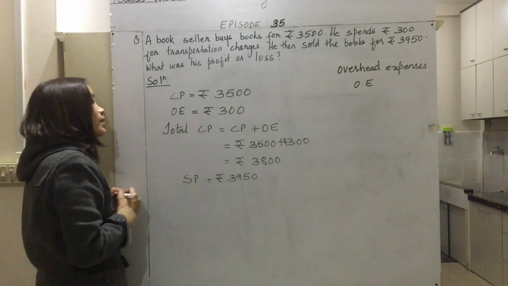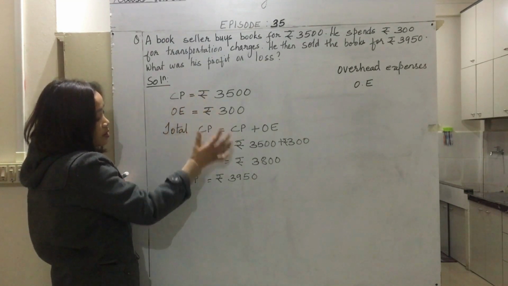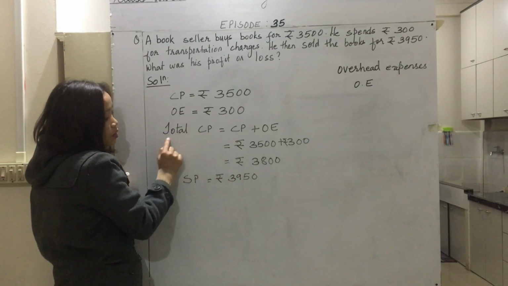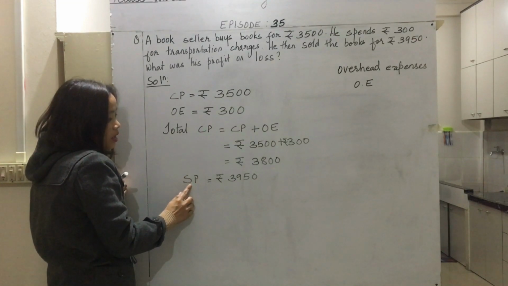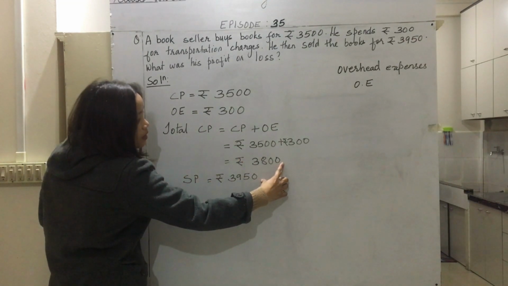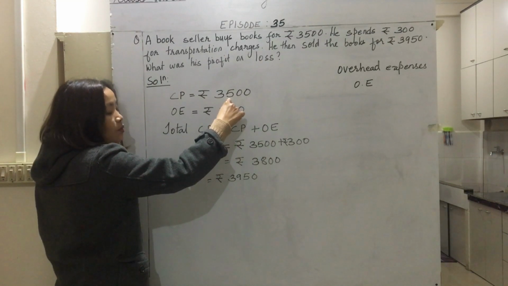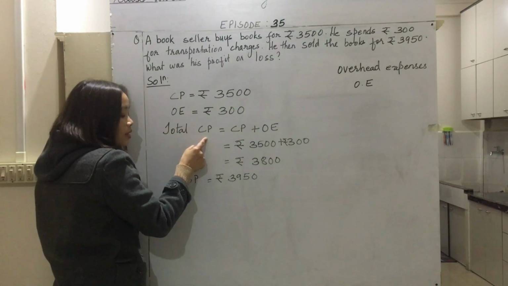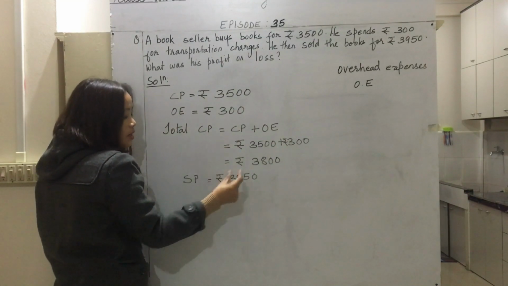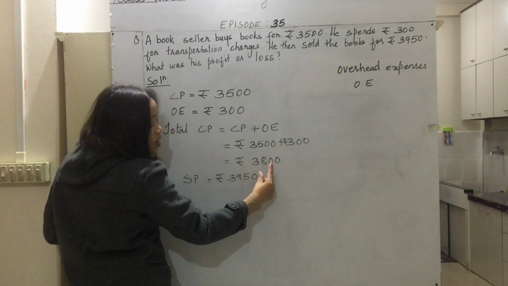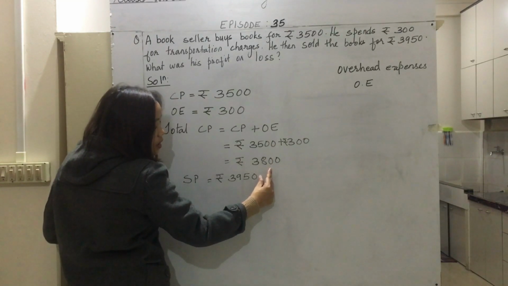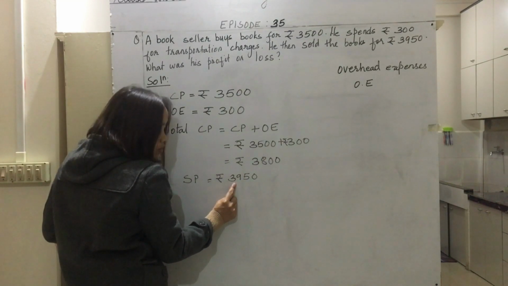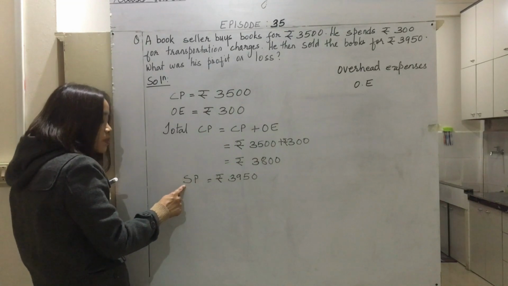When we compare, we compare the total CP, not the original CP, right? When there is an OE, we compare the selling price and the total CP. Which is bigger, 3,800 or 3,950? This one is bigger, right? This is SP. So SP is bigger.